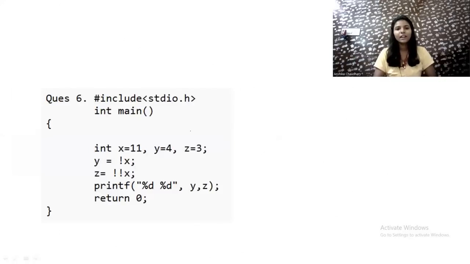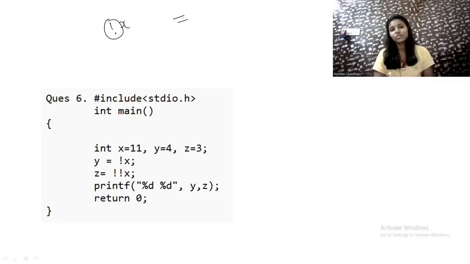Next question is, there is a code written in C language and here are some values assigned to it. X assigned 11, Y assigned 4 and Z assigned 3. So Y assigned not X. So what does this mean? What is this operator? So this is a not operator.